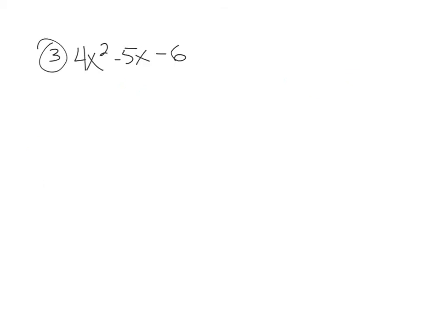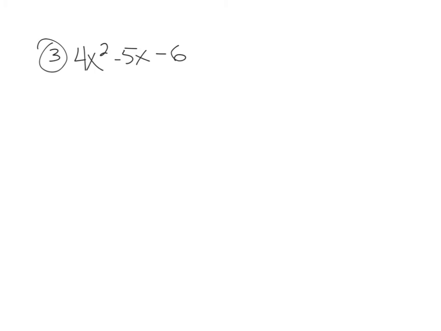Okay, here we have 4x squared minus 5x minus 6. As always, we look at the terms we have and decide if we have a greatest common factor. Unfortunately, between 4x squared minus 5x and minus 6, there's not a factor other than 1 that these three terms share.